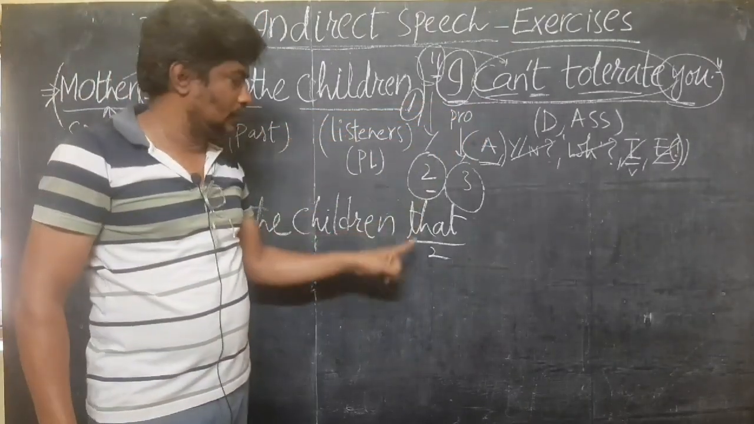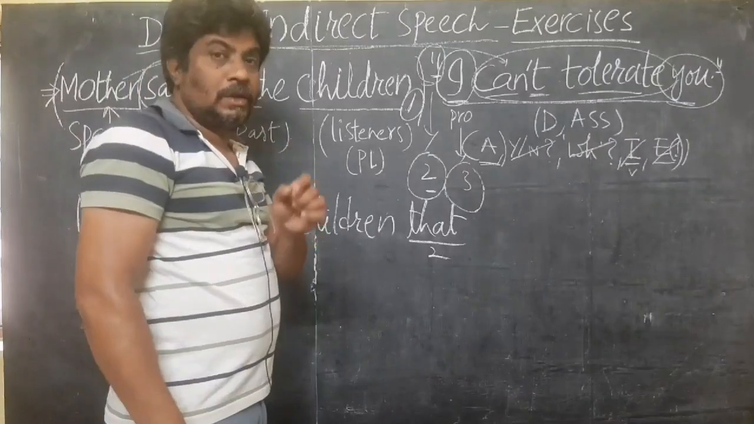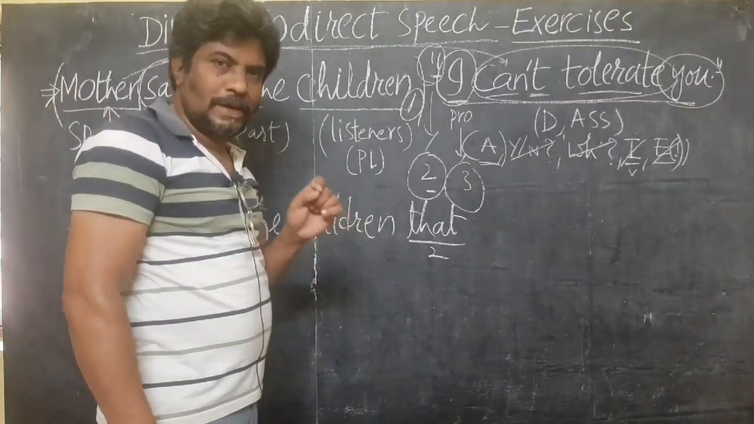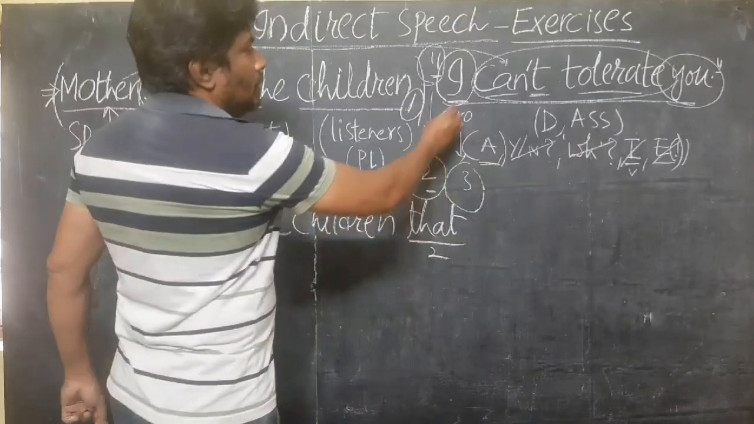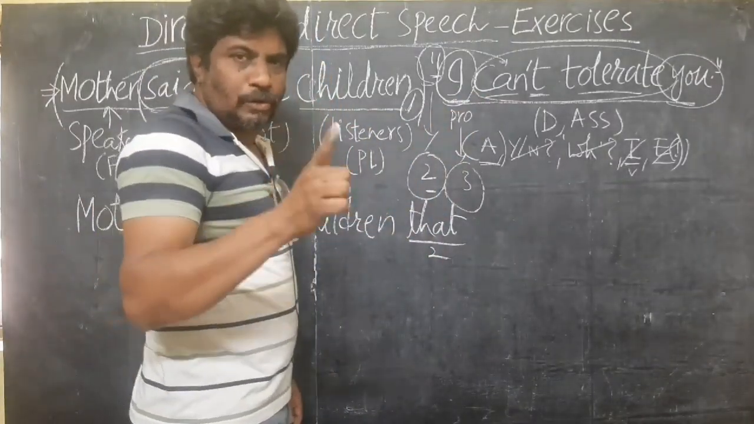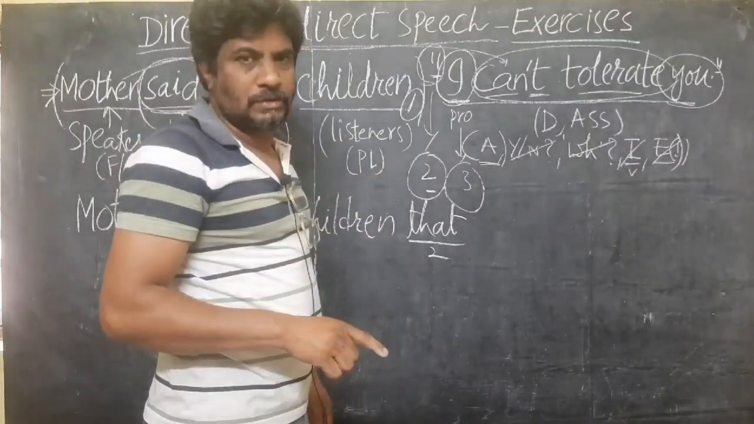Dialogue is assertive. So the conjunction is that. Now the most important part: changes in pronouns. Very, very important. Usually students make mistakes in this area. You have to think of only two pronouns. Two persons do change: first person or second person.